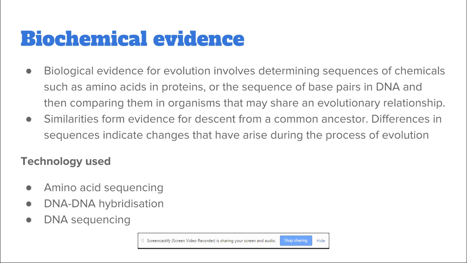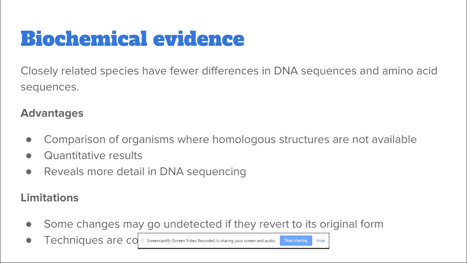In terms of technology used, we're going to be looking at that in video 5, but just quickly, we have amino acid sequencing, DNA to DNA hybridization, and DNA sequencing. When we use this method as a way of looking at evolution, species that have fewer differences in their DNA or amino acid sequence are in fact more closely related.